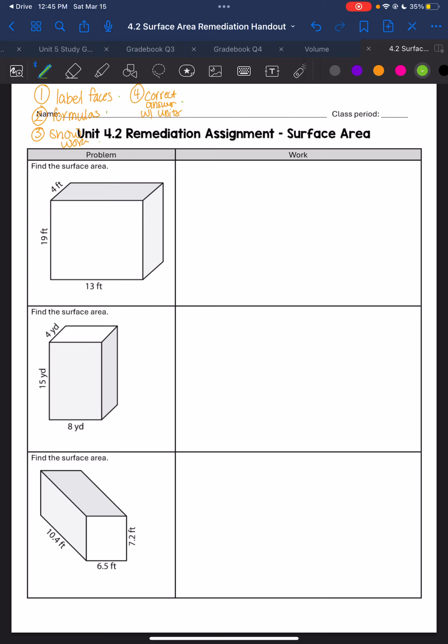So for the first problem, we're finding the surface area of this rectangular prism. When we're finding surface area of a rectangular prism, we're always going to have double of every shape. So first, let's start with the front and the back. This would be my front, and then my back is going to be the same exact shape. So it's going to be a congruent rectangle in the back.